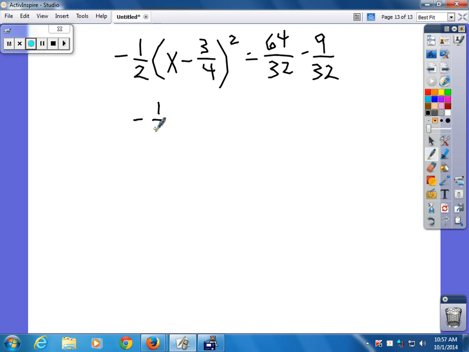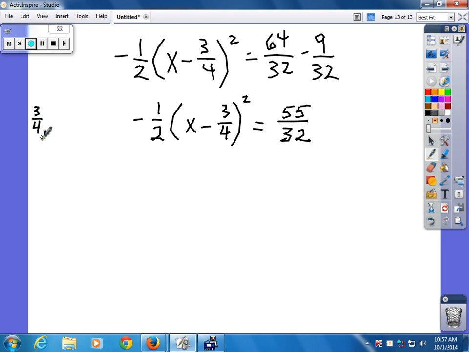Negative 1/2 times x minus 3/4 quantity squared is equal to, I have no idea, 55 over 32? And your vertex is 3/4 and negative 55 over 32. What was our y-intercept? Y-intercept 0, -2.